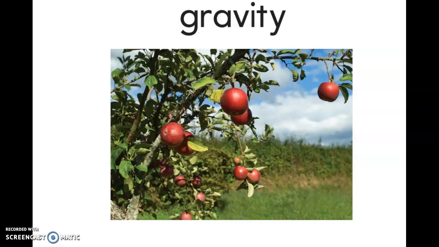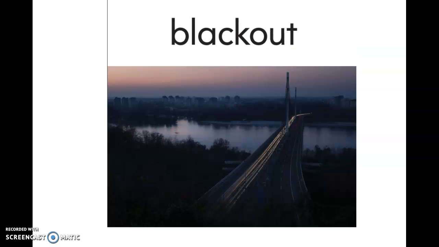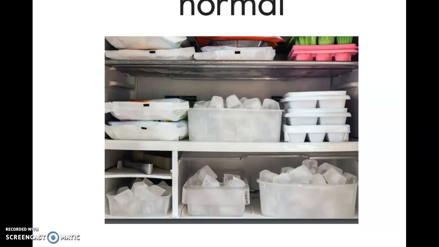Gravity. Gravity is a force that makes things stay close to the earth. So when that apple or a leaf falls from the tree, gravity is the force that pulls it to the ground. Blackout. A blackout is when the electricity stops working and all the lights go out. I see in that picture the city is in a blackout. I don't see any lights on, and that's not normal for a city. Speaking of the word normal, when things are normal, they are like they usually are. Like, it is normal for the freezer to be very cold.